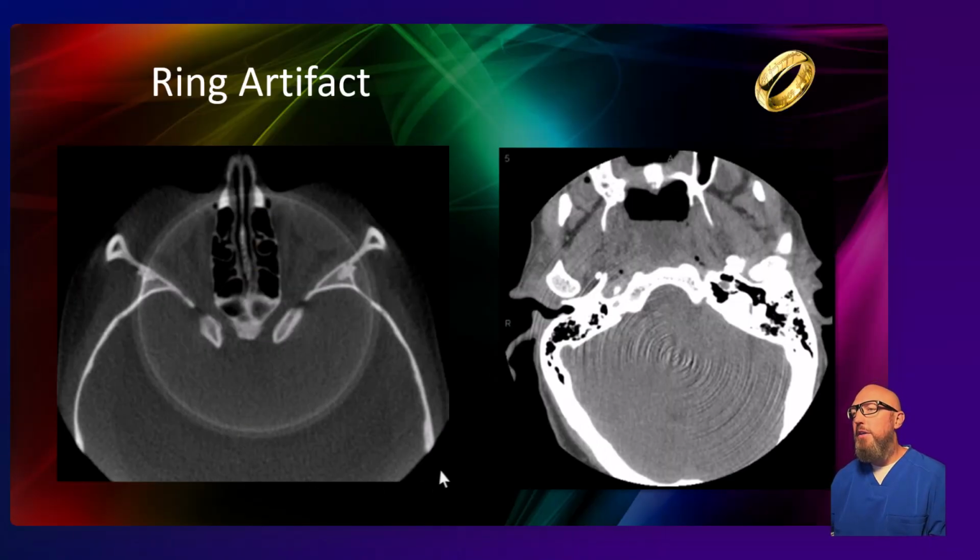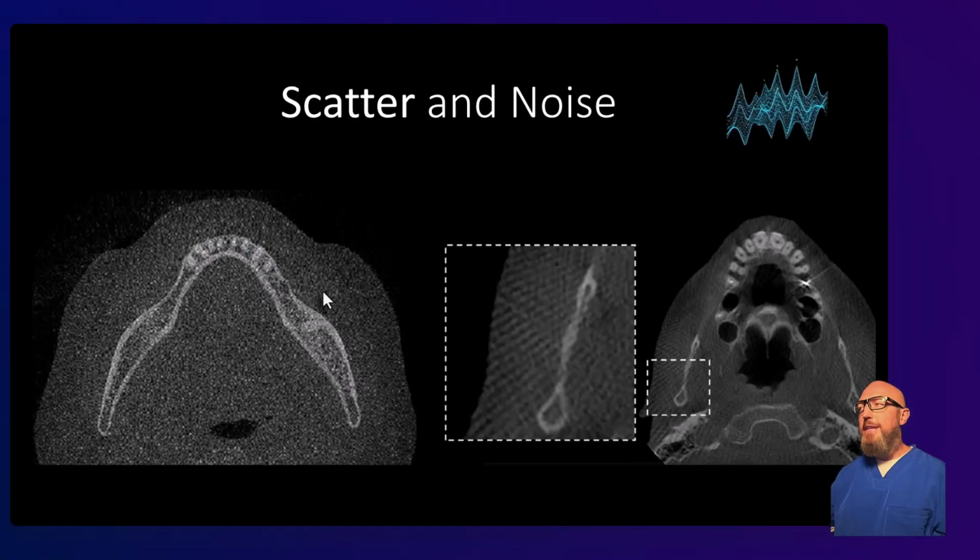All right, third one here is ring artifact. We got our Lord of the Rings ring up here. And so it's just like it sounds, right? A ring centering around the center of the scan. It's a circular shape on axial images. And these arise from imperfections in the detector or poor calibration. So if your machine constantly shows these ring artifacts, you're in need of calibration and servicing, and that can get rid of it.